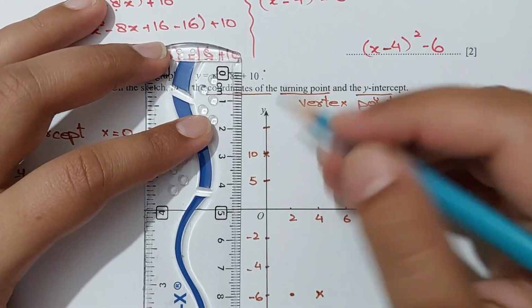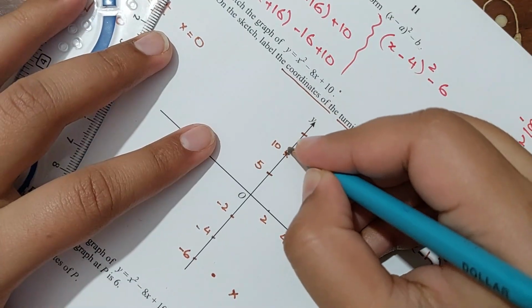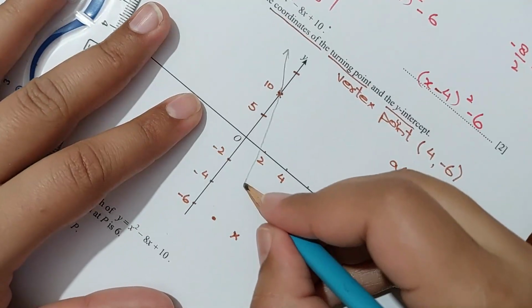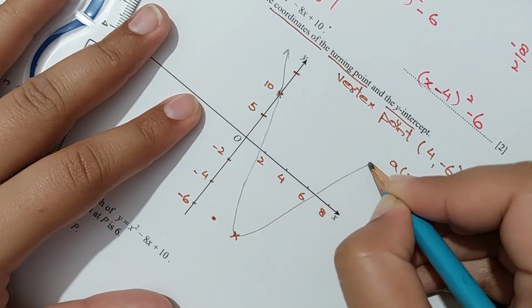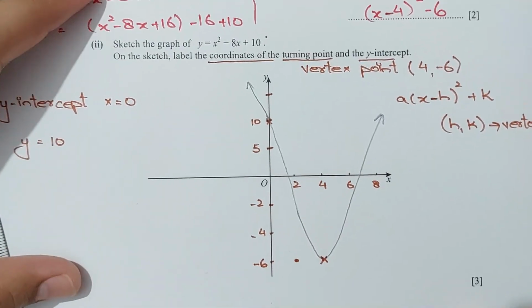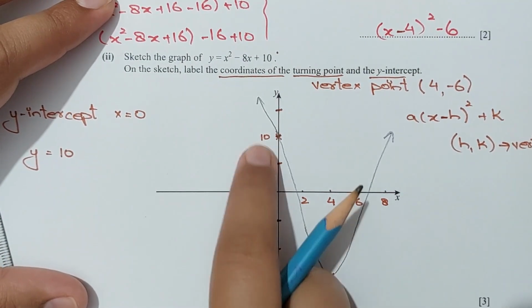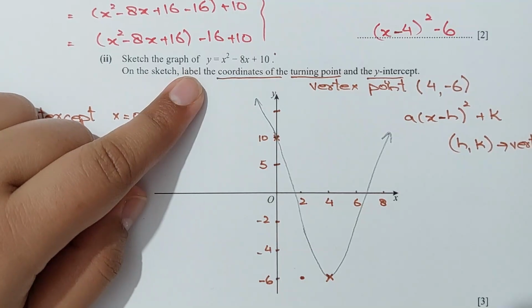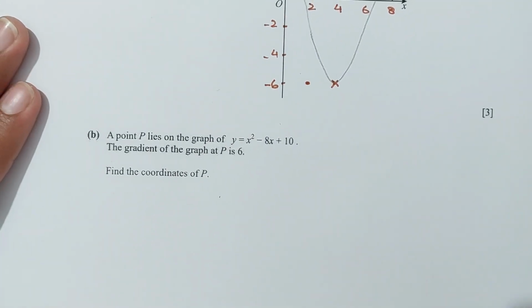Okay, so I'm just trying to explain it as a rough sketch. So it's the y-intercept, and you have a parabola, and this is the turning point of the parabola. This is how the parabola looks. The opening is upward, the turning point and the vertex, y-intercept. We just have to mention, label it, right? Now for part B, a point P lies on the graph. The gradient of the graph at P is 6. Find the coordinates of P.